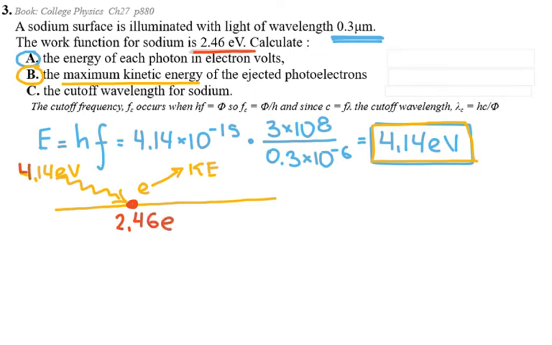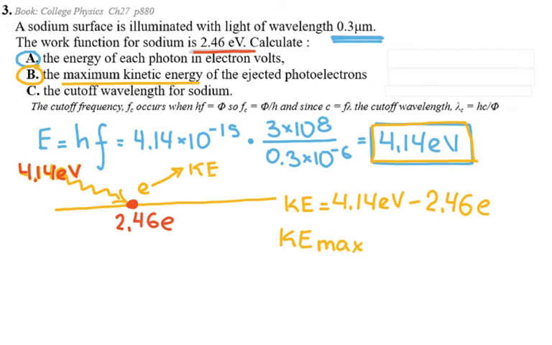So you have 414, you're spending 246. So the kinetic energy is going to be equal to the energy you had, which is 414 electron volts, minus the energy you will spend to pull out the electron. So the final kinetic energy, or the maximum kinetic energy of the electrons emitted from the surface of this sodium, is going to be equal to 168 electron volts.